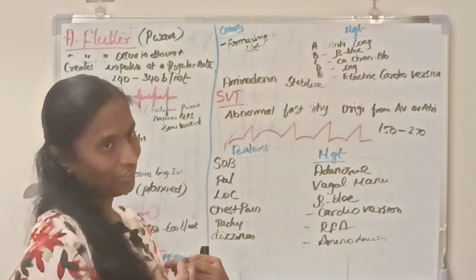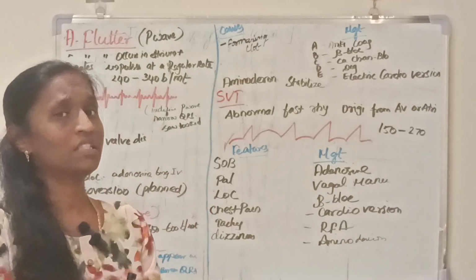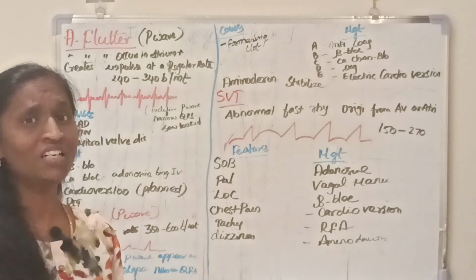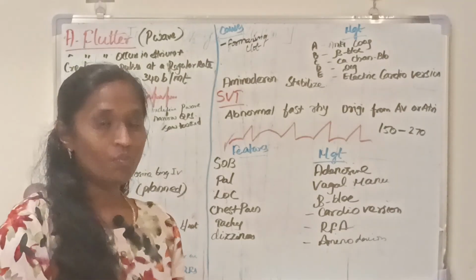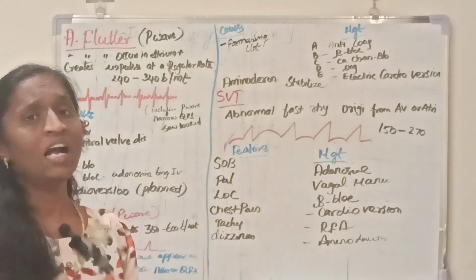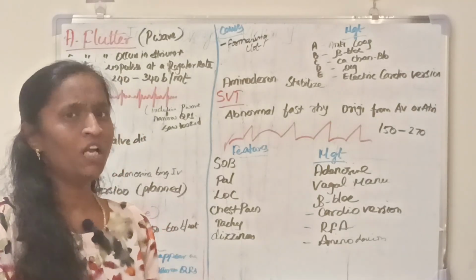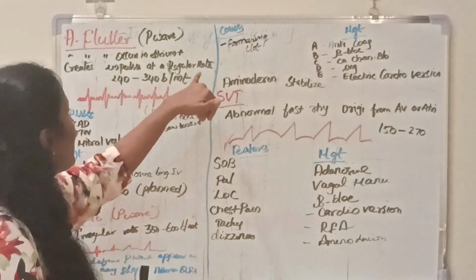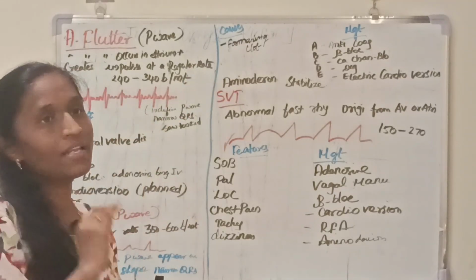We cannot find the P wave, and the QRS complex is narrow. Everything is the same size. In atrial flutter, the P wave is unidentifiable. We cannot see the P wave, and the QRS complex is narrow and in the same manner, which we call a regular rate.